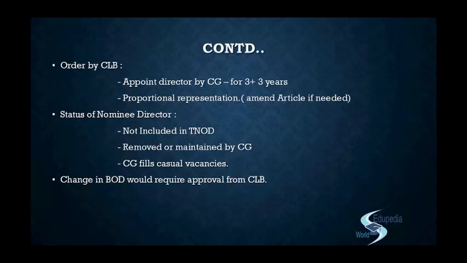Then when the entire procedure is being undertaken, the central government also has the power to issue some directions to the company. So what are they? They could ask the company to remove the existing auditor and appoint a new auditor in his place. The second thing is they would also require the company to alter their articles as per the requirement of the CG.